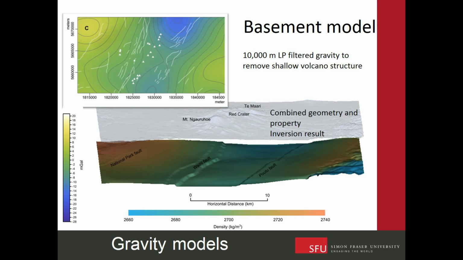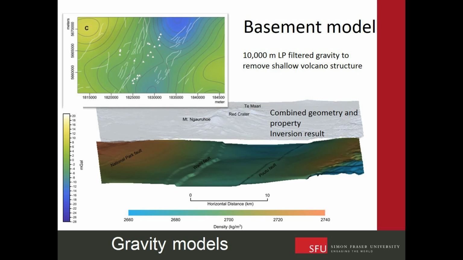Now, we did originally just a geometry inversion with a homogeneous density, and that gave a pretty good result. But then we thought, well, let's see if we can pick out any subtle contrasts within the basement, because the basement terrain on this side is a different group of rocks to the terrain on this side. And you can see there is a subtle contrast, slightly less dense over here to slightly more dense over here, and that agrees with the petrology of those rocks, where this is a slightly more mafic unit, and this is slightly more felsic in terms of the rocks that derive these sediments.